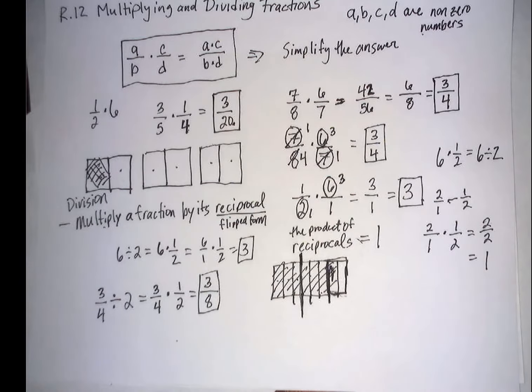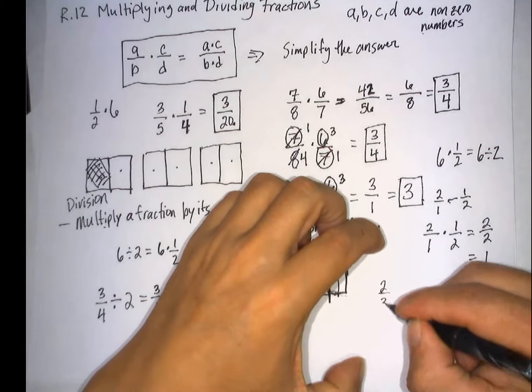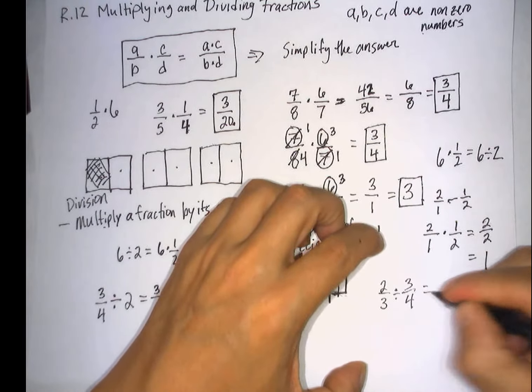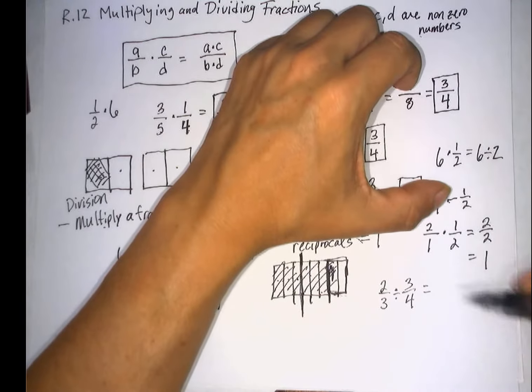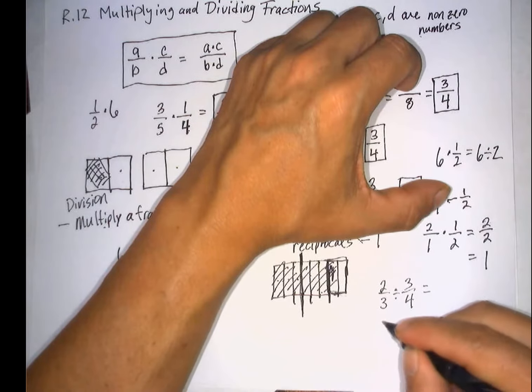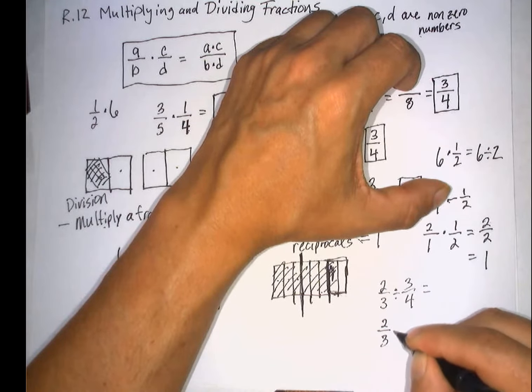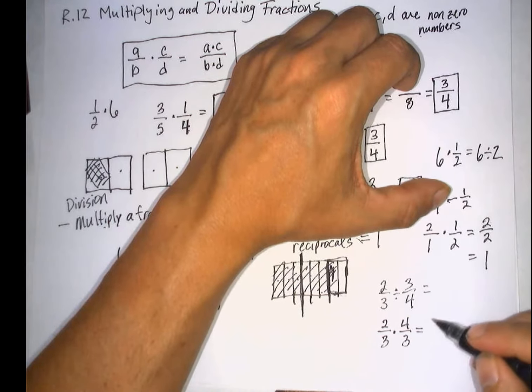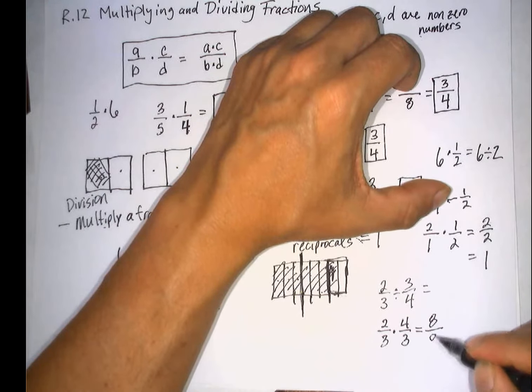Let's divide 2/3 by 3/4. If I take 2/3 and I divide it by 3/4, I multiply by the reciprocal, and I get 2 times 4 is 8, and 3 times 3 is 9.